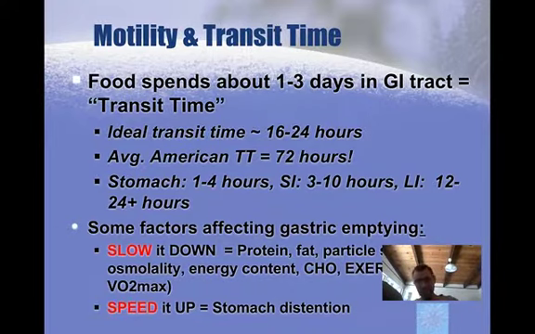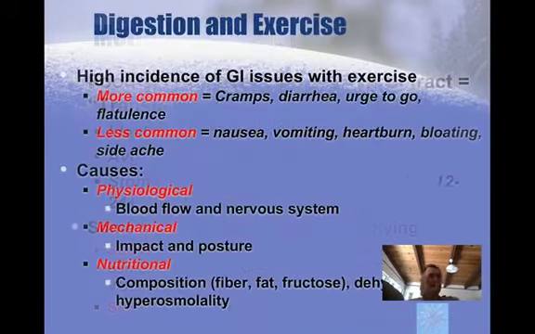Exercise. If you're exercising too hard, there's no such thing, right? If you're exercising at higher intensities, blood flow gets directed away from the GI tract, and therefore digestion will slow down. And speeding up gastric emptying, well, the more your stomach is stretched, the greater pressure that puts on the pyloric sphincter, and the more likely foods are to leave it. And then obviously the opposite of the things that'll slow it down.